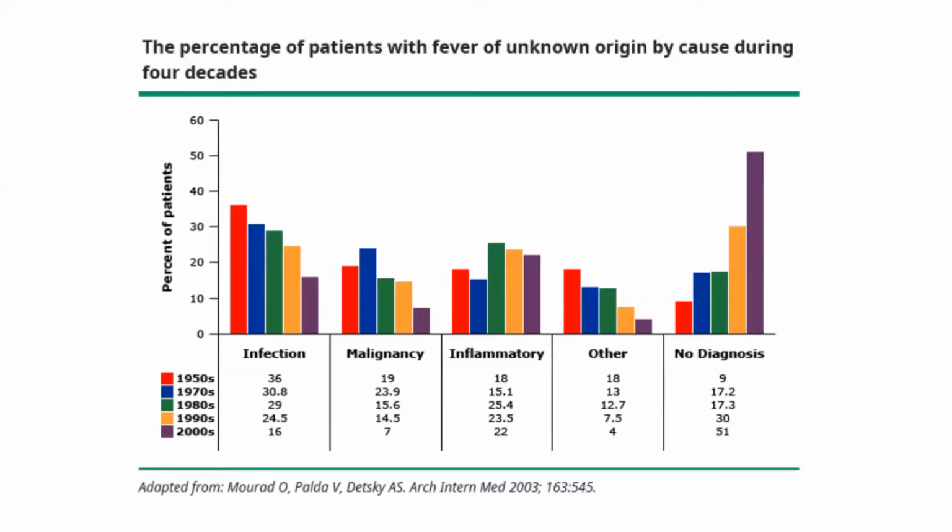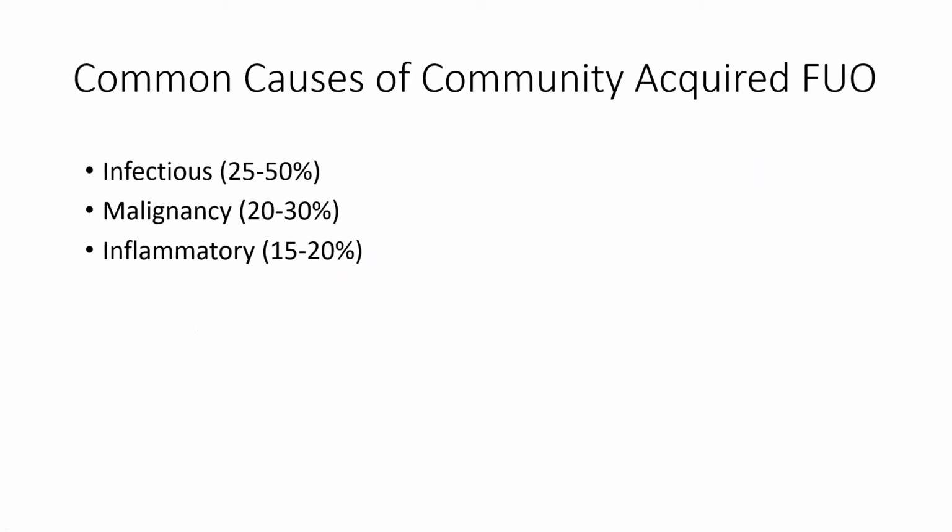So over the last several decades, you can see that starting with red in the 1950s, blue in the 1970s, green in the 1980s, orange in the 1990s, and purple in the 2000s, over time a higher percentage of patients are found to not really have a diagnosis for their FUO. And that's really becoming the most common outcome for these patients. Whereas in the 1950s, infectious was overwhelmingly the most common cause that was found. So among community-acquired FUO, when there is a diagnosis, important caveat, when there is a diagnosis, 25 to 50% are infectious, 20 to 30% are attributed to malignancy, and 15 to 20% are attributed to inflammatory underlying conditions.